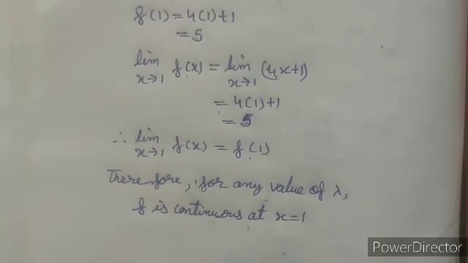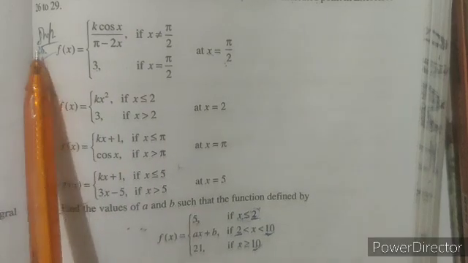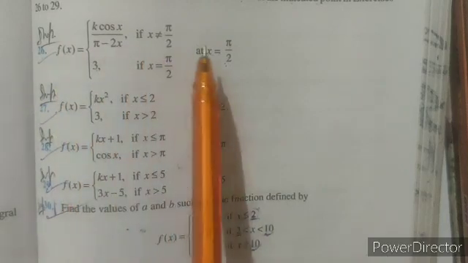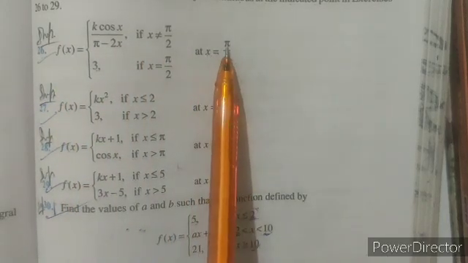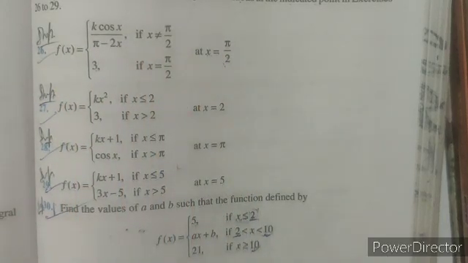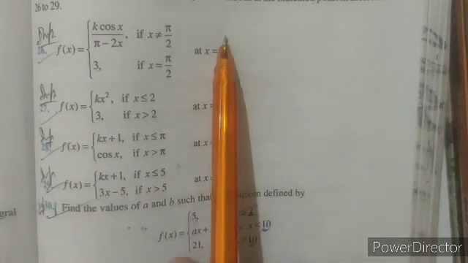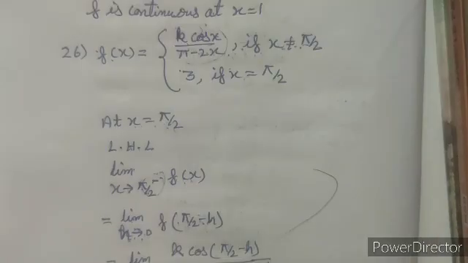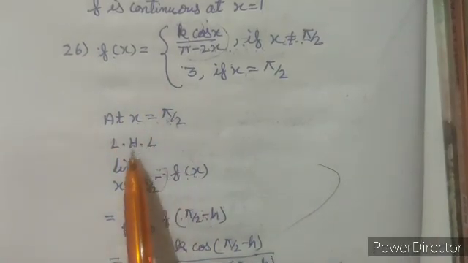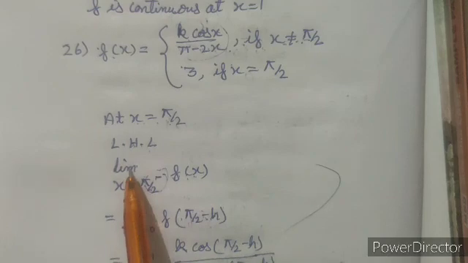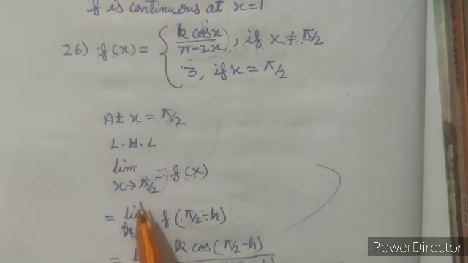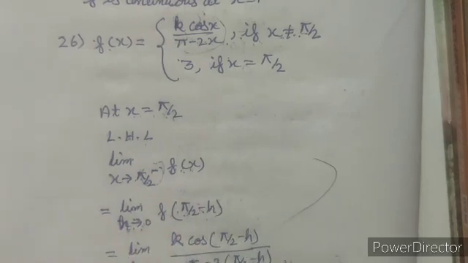for any value of lambda. In question number 26, we have to find the value of k if the function f is continuous at x equal to pi by 2. So we will find out the left hand limit and right hand limit at pi by 2, and those two will be equal. Now at x equal to pi by 2, the left hand limit will be limit x tends to pi by 2 minus f(x).